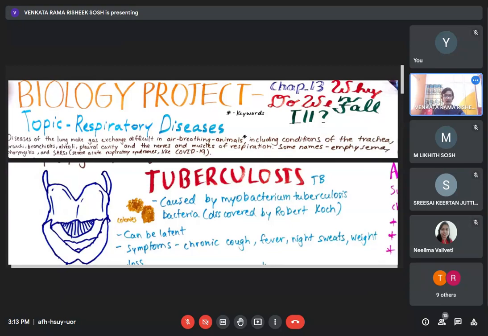Some names of diseases are COPD, emphysema, pharyngitis, and SARS. There are different types of SARS. SARS-CoV-2 is the novel coronavirus which caused COVID-19 in the current pandemic.